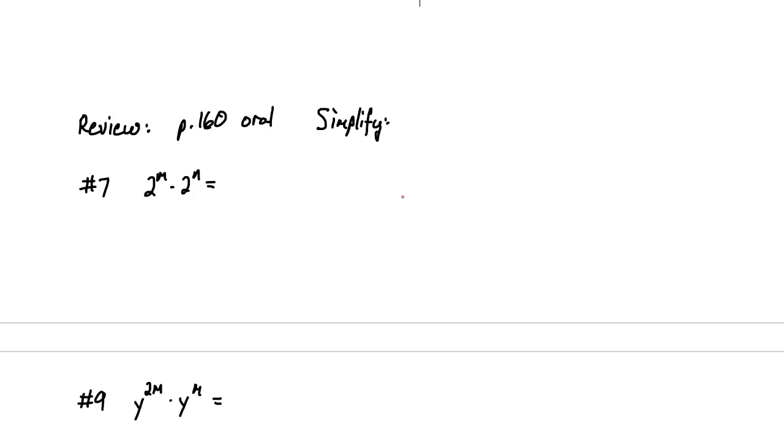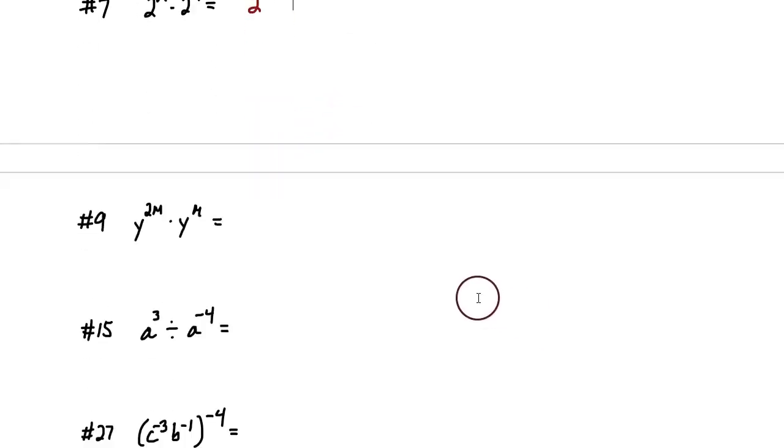For the review, we're going back to page 160, where we are practicing our exponent rules. We're multiplying and we have the same base, so you write the base and add the exponents. For number 9, the same situation. We're multiplying variables, so you write the variable and add the exponents. 2m plus m is an exponent of 3m.